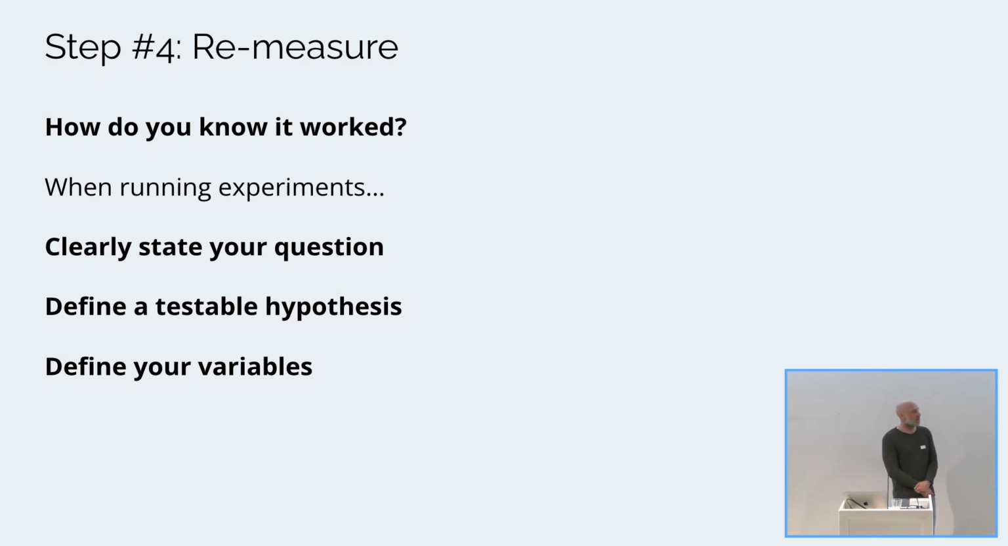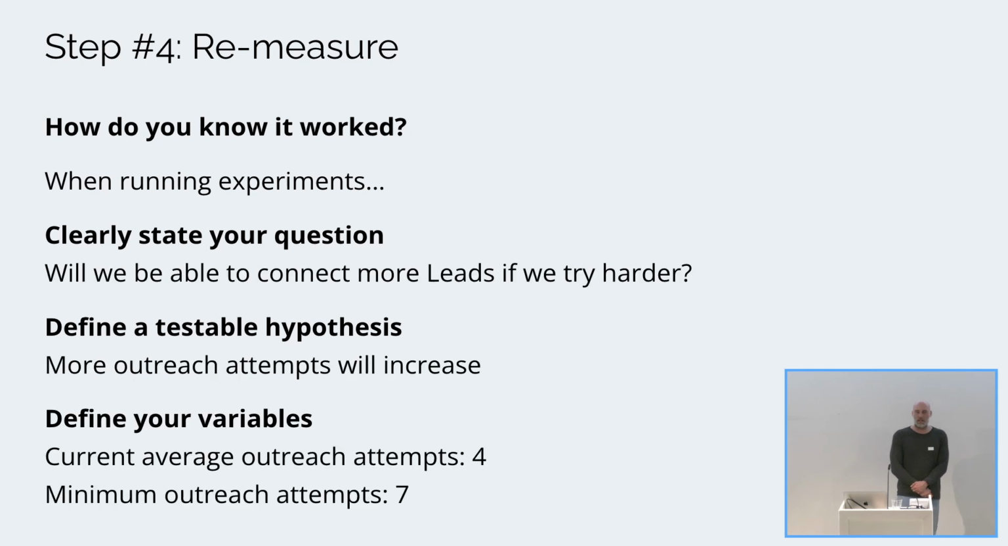And that you also define the variables you are looking at. For example, the question could be, will we be able to connect more leads if we try harder? And the hypothesis would be, more outreach attempts will increase the number of leads that convert. If that's the case, then the variables could be: currently the average outreach attempts is 4, and we want to increase them to 7. Then you have to do that consistently and see what happens.